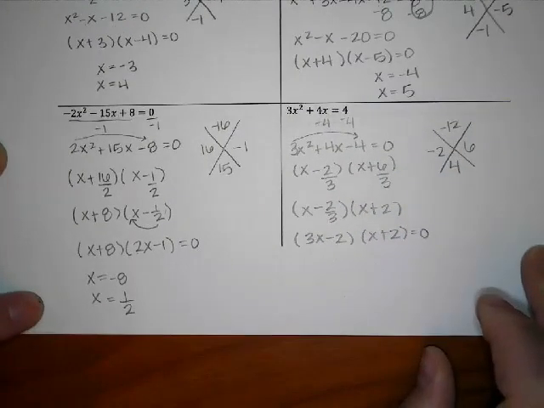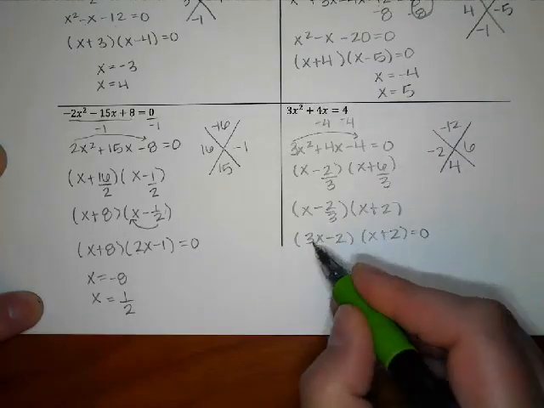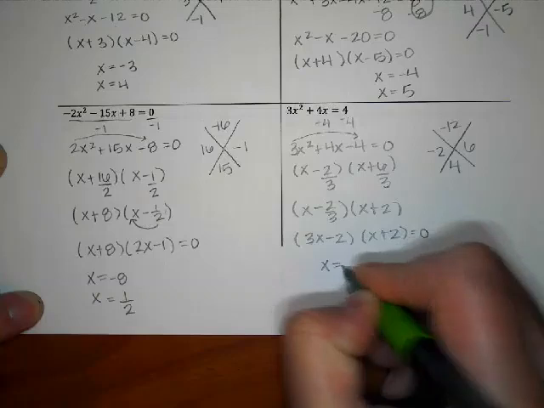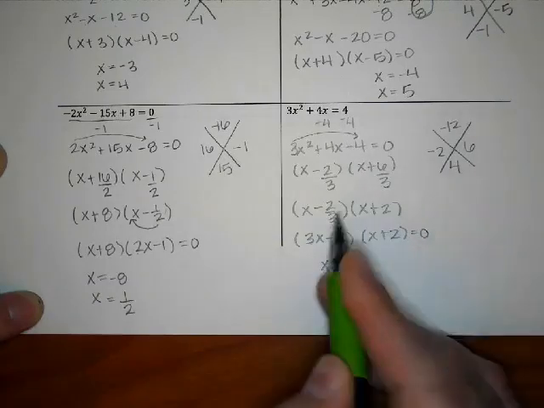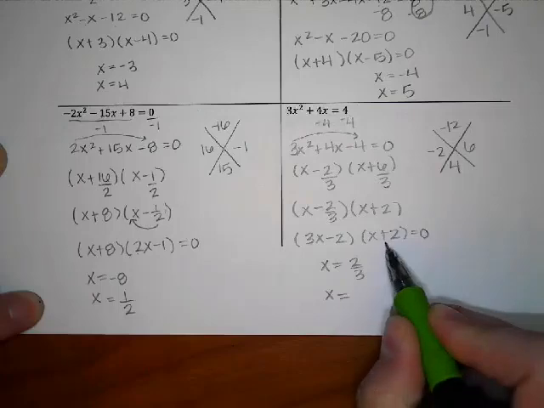And then I can go ahead and write my solutions. So this is +2 divided by 3, which you can see up here, +2/3. And the second solution is -2.